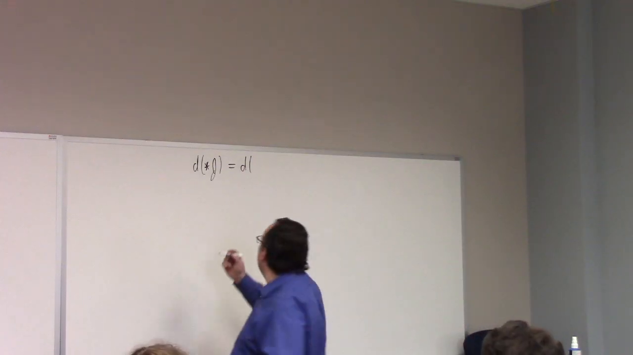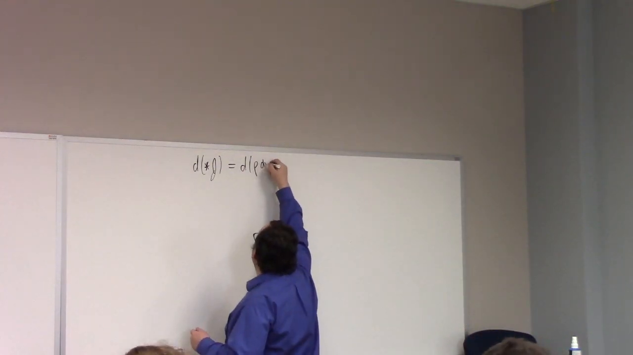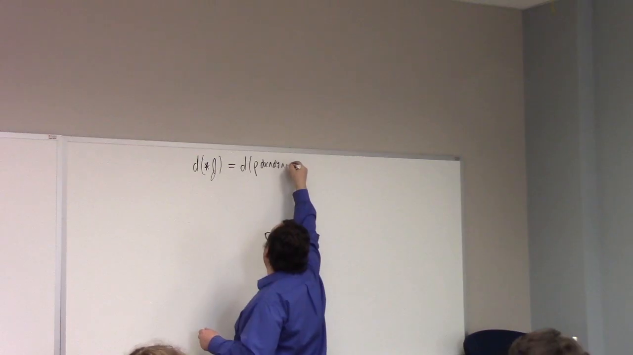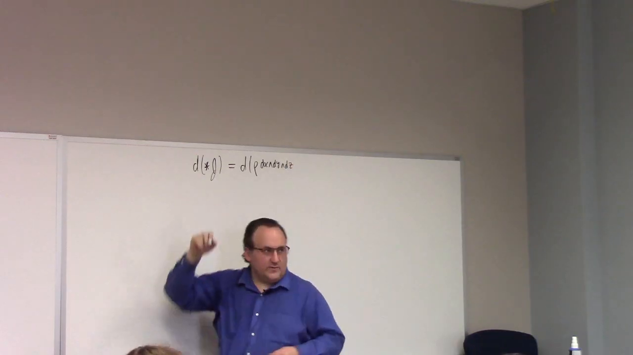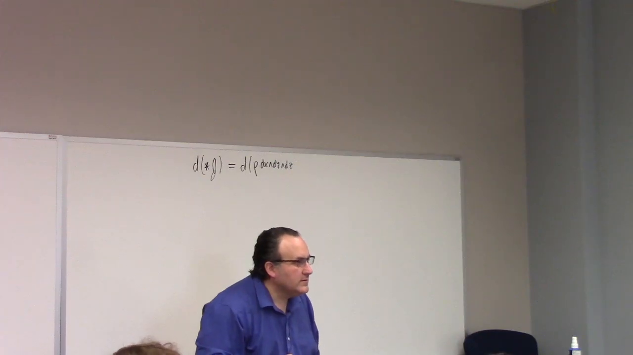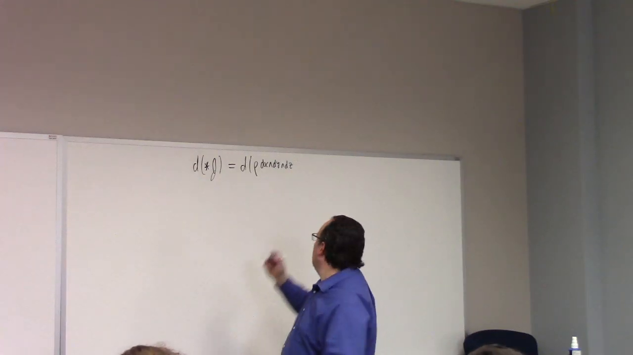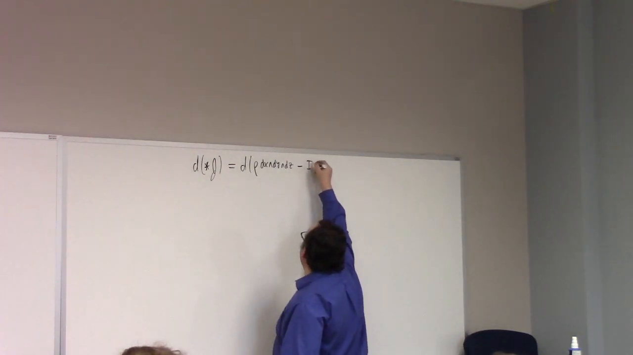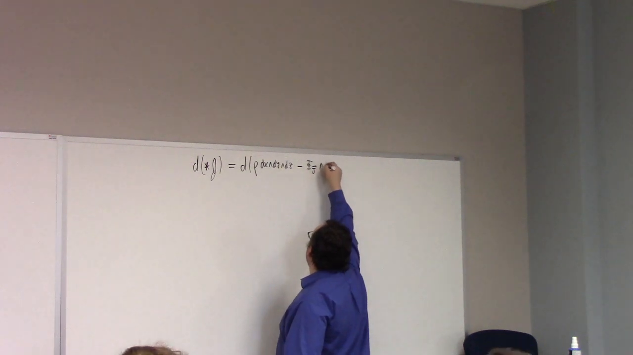Oh, so rho dx wedge dy wedge dz. And what was the other piece? Negative flux J. Minus phi j wedge dt.